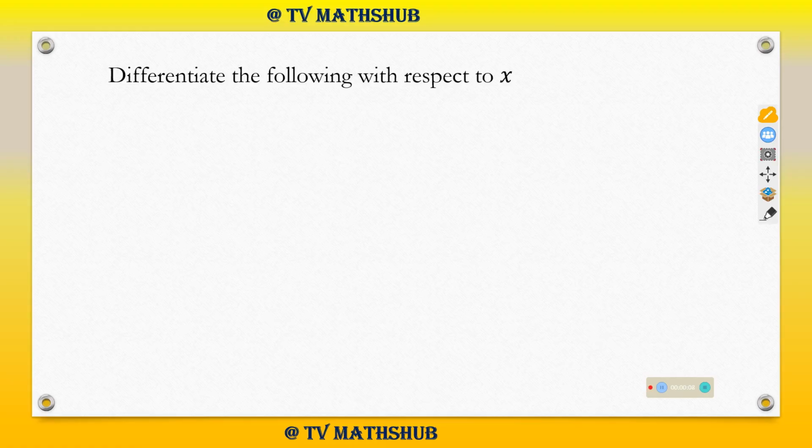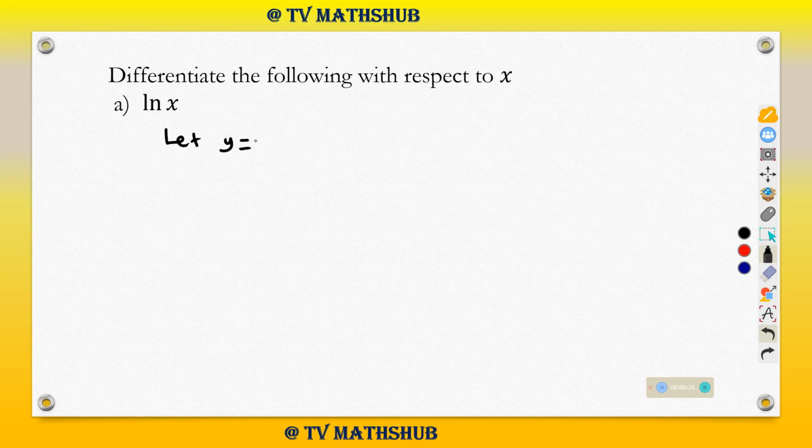So the question says differentiate the following with respect to x. So what do we need to differentiate? We need to differentiate ln of x. So how do we do that? We shall first of all let our y represent ln of x. So then next we shall differentiate this function with respect to x.